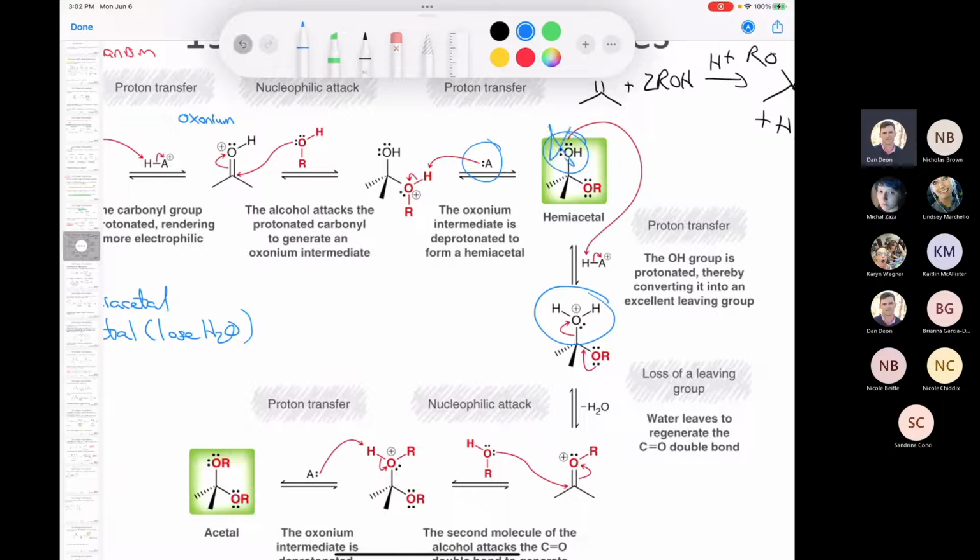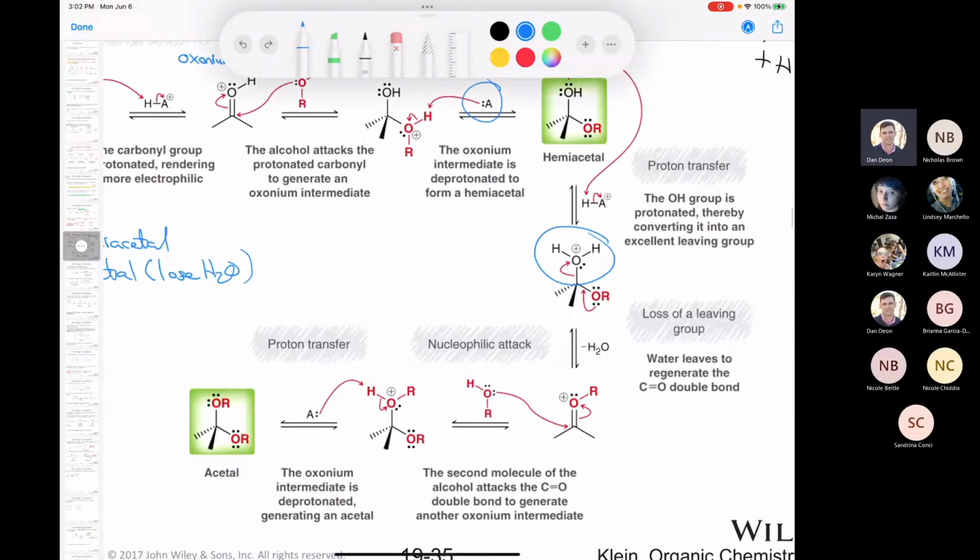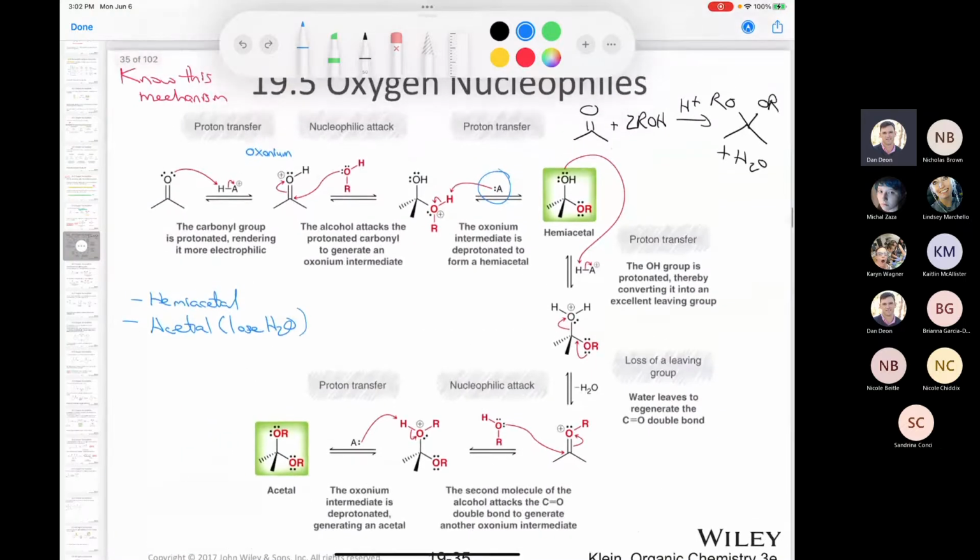Hydroxide is a bad leaving group, pardon my language, but water is a great leaving group. It's the conjugate base of hydronium. So now you have the loss of the leaving group and you form another oxonium, which is a great electrophile. Now a second equivalent of the alcohol can come in as a nucleophile, and we end up with another oxonium. You do a proton transfer to regenerate your acid catalyst, and the mechanism is over. That is the entire thing.